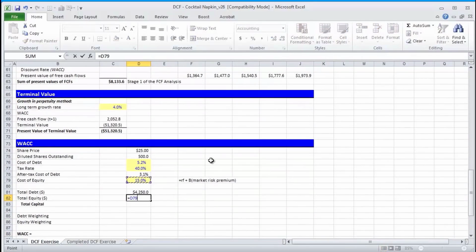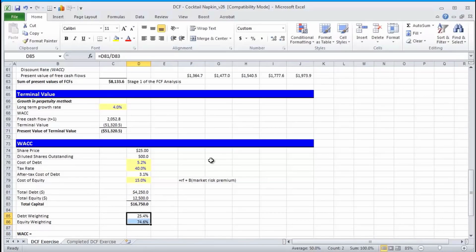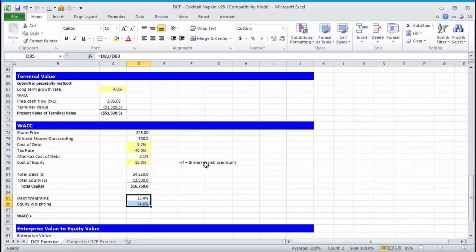So let's go ahead and reference the book value, which is $4,250, while our equity is going to be share price times the diluted share count. If we go ahead and add those together, we get our total capital of $16,750. So my debt weighting is going to be the debt divided by total capital, while the equity weighting is equity divided by total capital. You can see that this adds up to 100%, and it should. And again, if there were preferred stock, you would do the same thing, figure out the amount of preferred that's in the capital structure, and apply a weighting there as well.